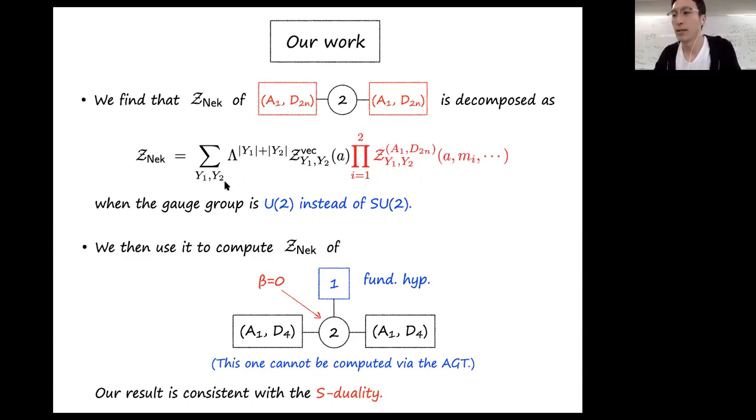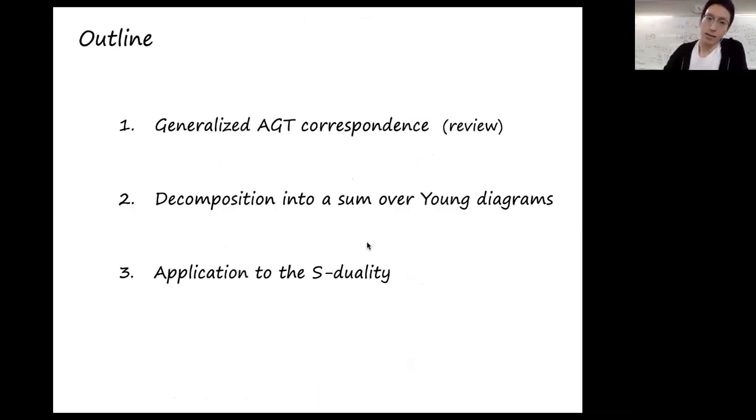Okay. Good. So the goal of the rest of my talk today is to explain these two statements. And the plan is the following. In the next section, I'm going to briefly review the generalized AGT correspondence. And in the following section, I'm going to explain how to decompose the result of generalized AGT into a sum over Young diagrams. And finally, I'm going to apply the result to the S-duality that involves Argyres-Douglas theory.